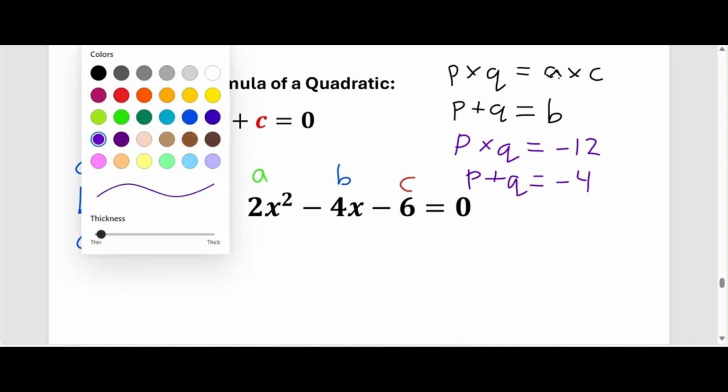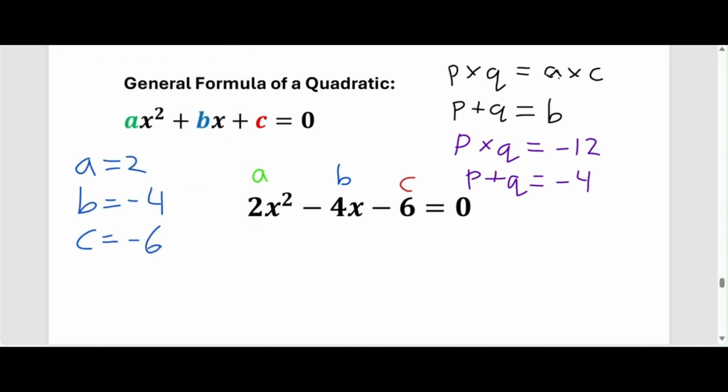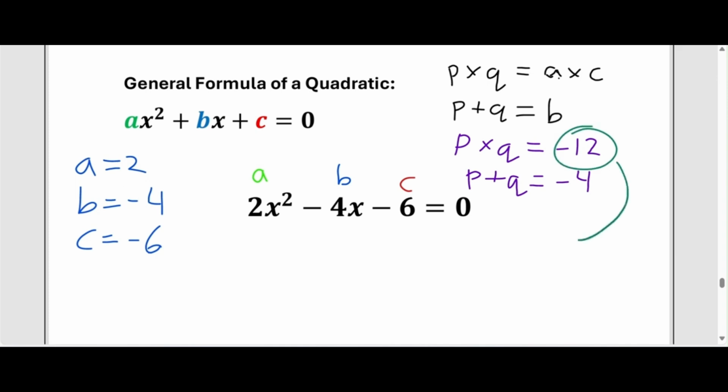And now instead of factoring out the c term of the main question, we're going to be writing out each individual factor of 12, which is the a times c value. So just listing out all the individual factors of 12. You can see there's 6 of them. There's 1, 2, 3, 4, 6, and 12.